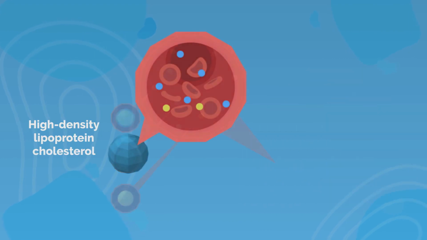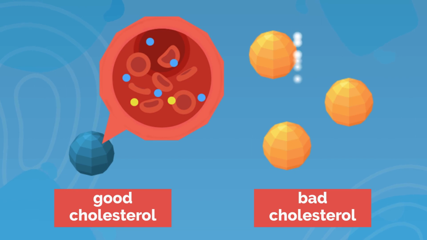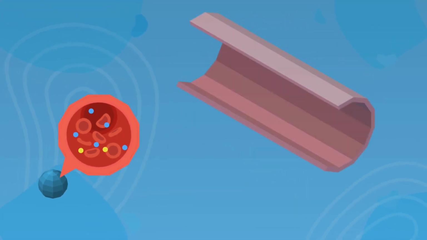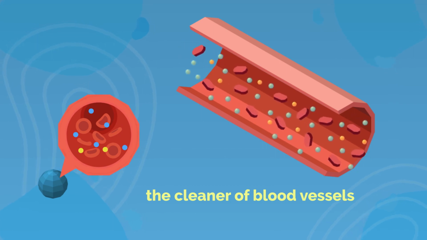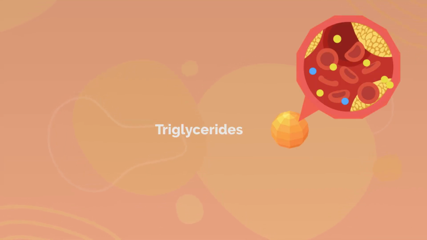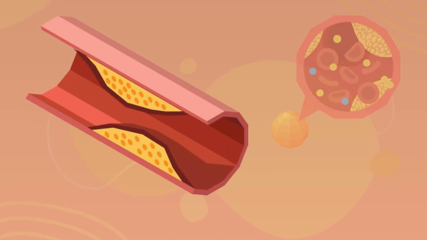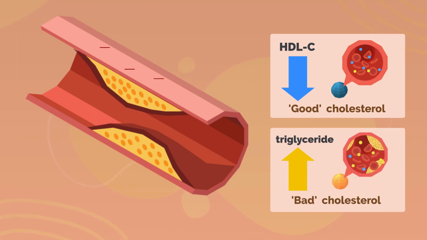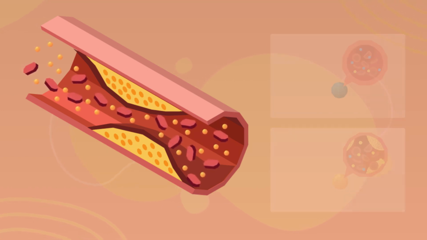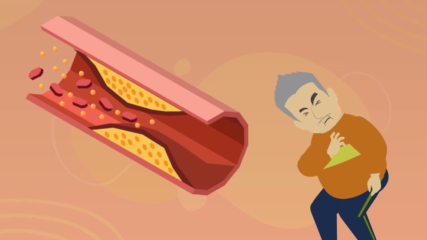High-density lipoprotein cholesterol is considered good cholesterol, as it helps remove bad cholesterol in the blood, protecting the cardiovascular system and earning the nickname the cleaner of blood vessels. On the other hand, triglycerides are considered bad fats that accumulate within the blood vessel walls. Therefore, a decrease in HDLC levels and an elevation in triglyceride levels can narrow the blood vessel walls, ultimately obstructing blood flow and increasing the risk of cardiovascular diseases.